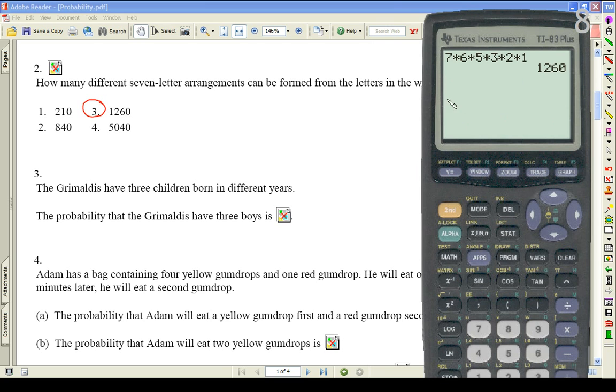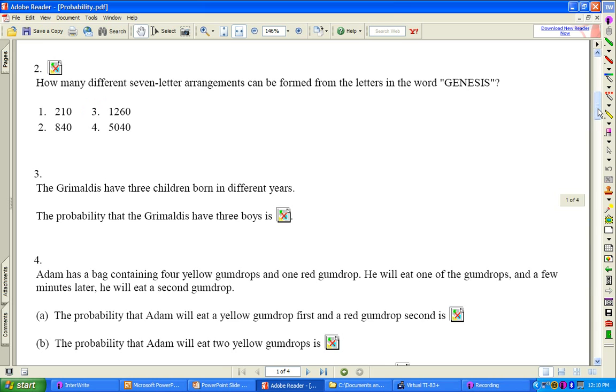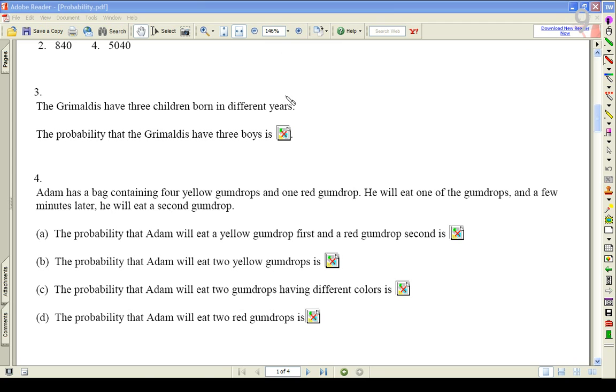All right. Now if we take a look at the third question. The third question in this set deals with the Grimaldis having 3 children born in different years. The probability that the Grimaldis have 3 boys is, and we don't know. So let's take a look at how to solve this problem.